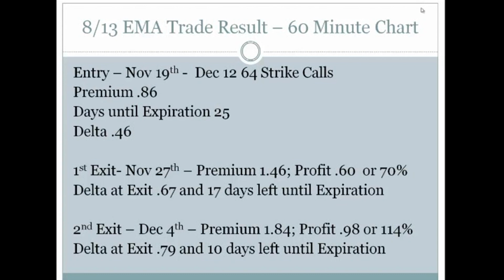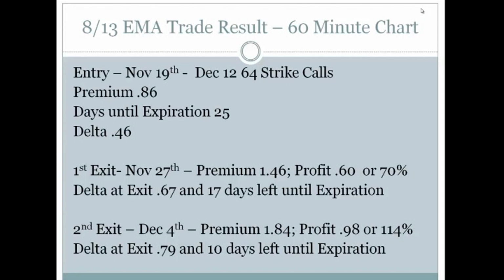Now, had you held until the second exit on December 4th, the premium would have been $1.84, which was a profit of 98 cents, or 114%. And at that point, the delta was 79 at the time of the exit, and there were 10 days left until expiration.